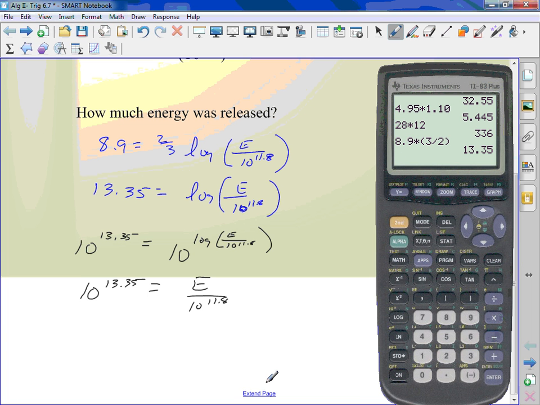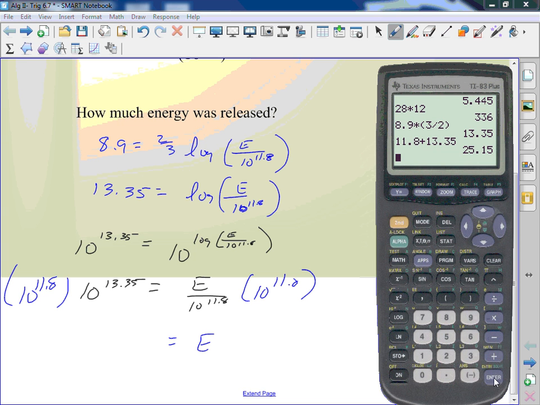How do I solve for E? Multiply by 10 to the 11.8. What do I do when I multiply? I add exponents. So I'm going to take 11.8 plus 13.35. So I have 10 to the 25.15 is how much energy was released.